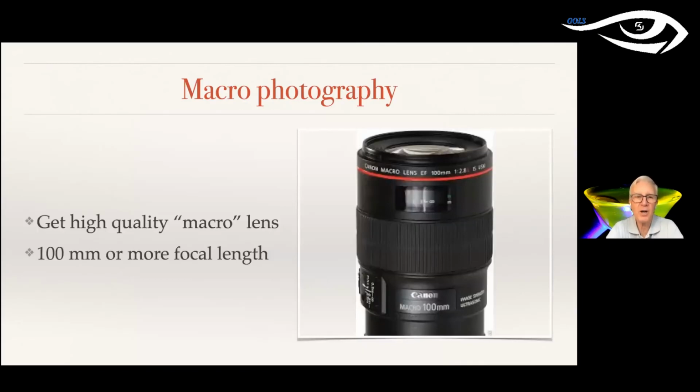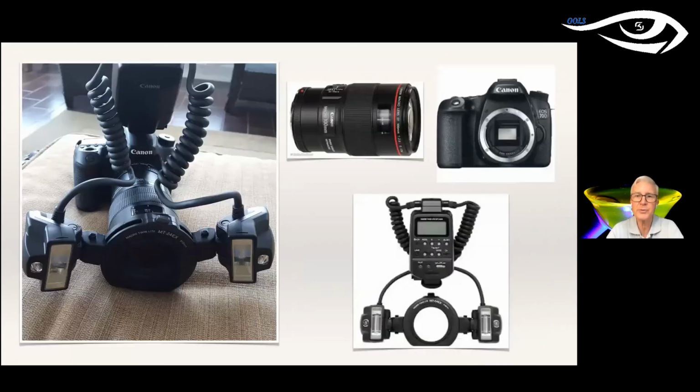So in macro photography, you really do need to get a dedicated macro lens. And that's defined as a lens that has a focal length of 100 millimeters or more. I use a Canon because they're fairly affordable. There are a lot of different additions, accessories that you can get with the Canon, and I find them fairly easy to use.